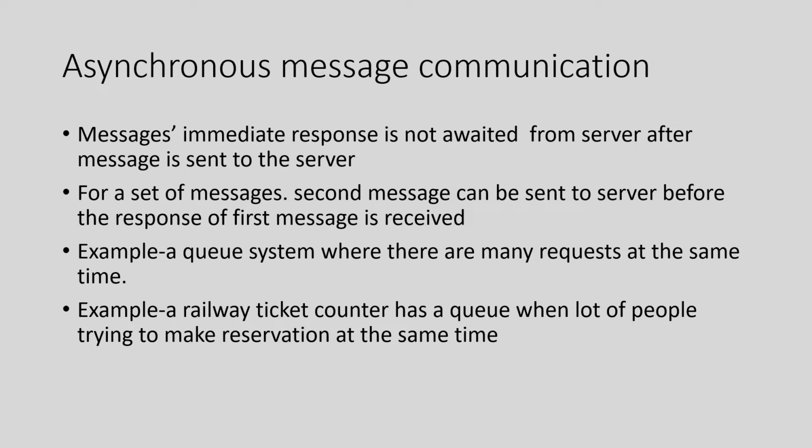Example: a railway ticket counter has a queue when there are a lot of people trying to make a reservation at the same time. So when the people form queue, the person at the counter is serviced first, then the next person comes in. So if while the persons are trying to make a reservation, a new person arrives to get the reservation, he is added to the queue, and the queue execution happens.